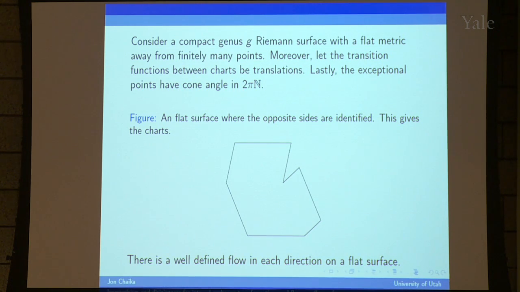So the charts are translations. And so they preserve orientation and they preserve angles. So you can lift straight lines from the plane to your flat surface, and it makes sense to keep going, unless you land in one of these cone points where then it's unclear which way you should shoot out. Okay? You have several choices of shooting out if you do that. And so there is a well-defined flow in each direction on the flat surface, except at a measure 0 set of points, these ones that hit a singularity in either direction. Okay, and you get this in every direction.